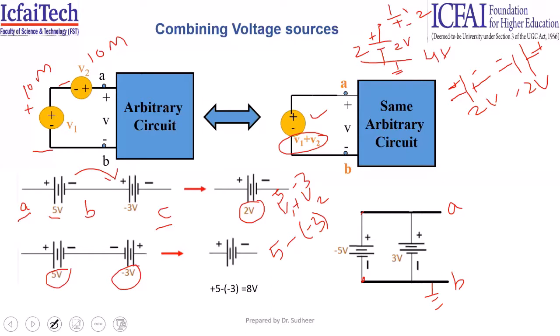So we are saying that the distance between the 2 points, one way you are saying it is plus 3 meters, another way you are saying it is minus 3 meters, which is not possible. So you cannot connect two voltage sources of different values in parallel.